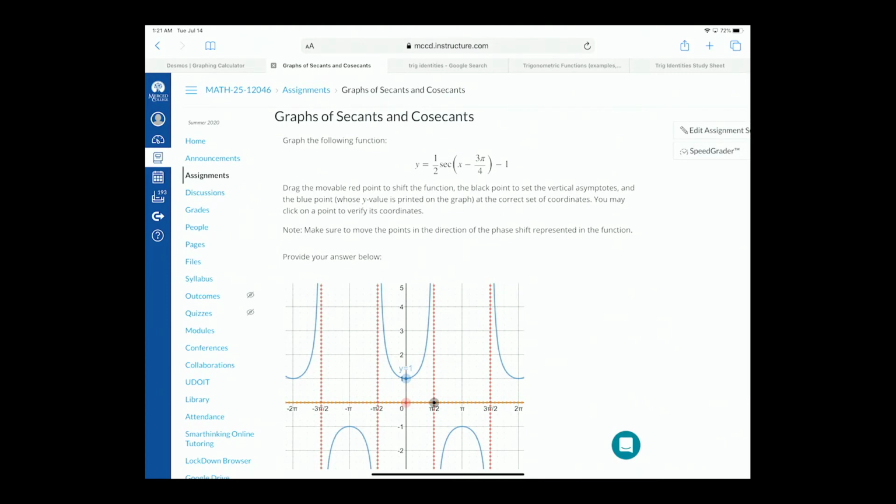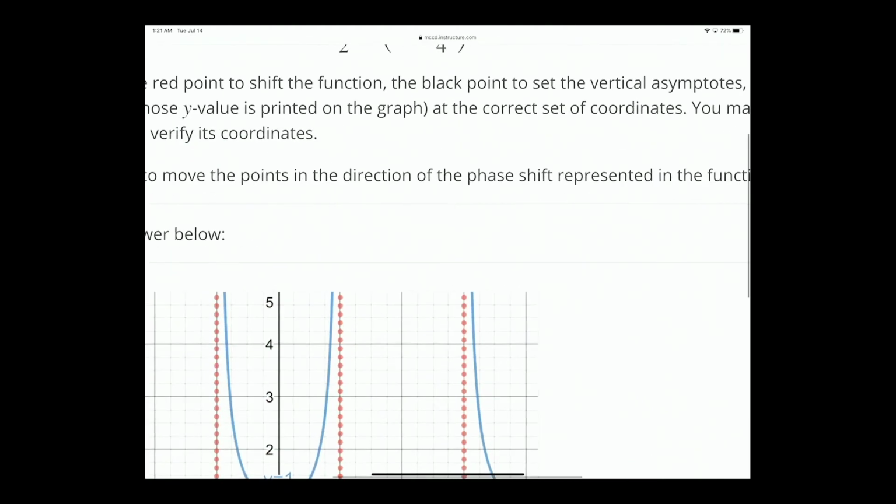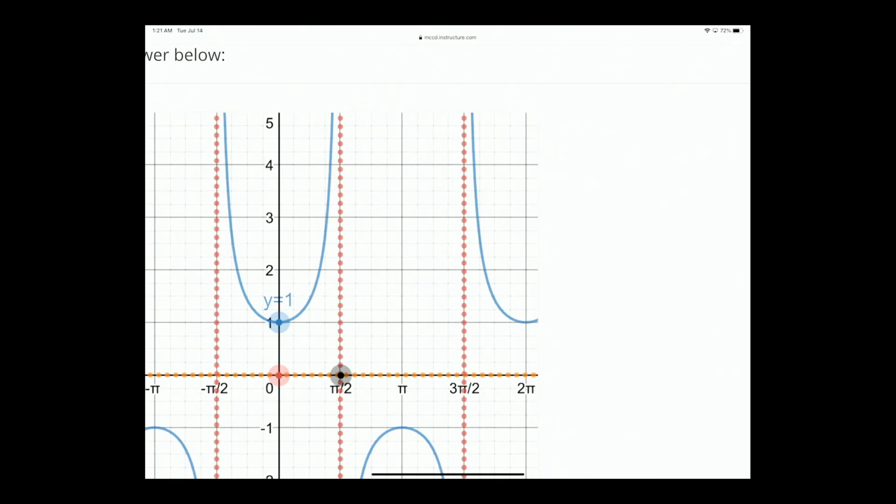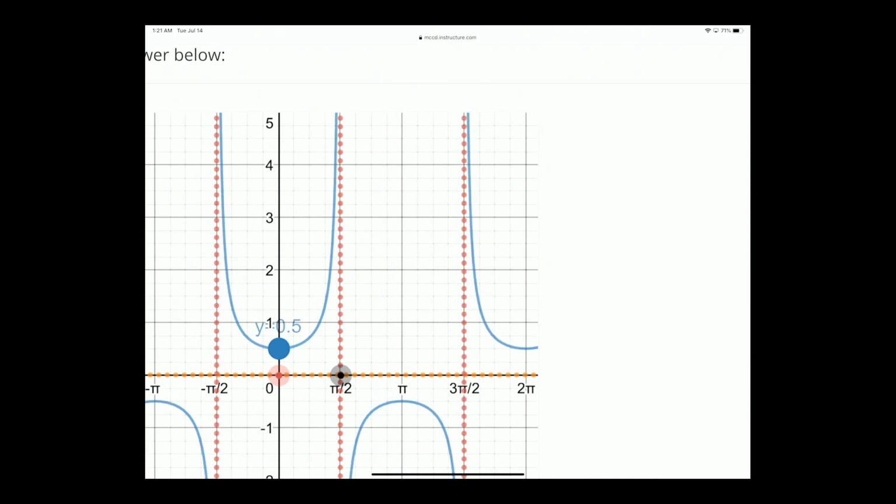1/2 out front. What's the 1/2 do? Makes it shorter by 1/2, right? Because that's the scale vertical stretch. But a stretch by 1/2 is half as tall. So you take the y = 1 point, the blue one, and move it. You want to make it half as tall. Okay, done.